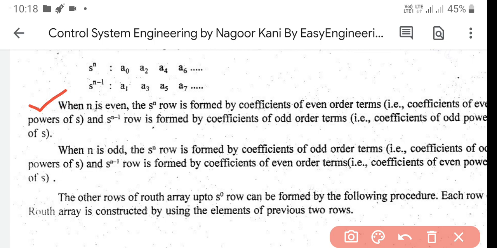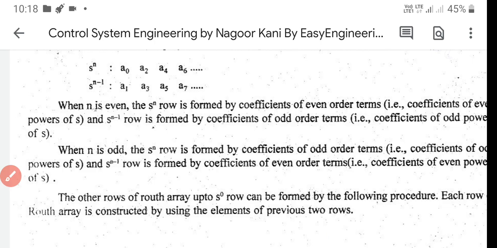See, when n is even, the s^n row is formed by coefficients of even order terms, and the s^(n-1) row is formed by coefficients of odd order terms. Similarly, when n is odd, the s^n row is formed by coefficients of odd order terms, and the s^(n-1) row is formed by coefficients of even order terms.